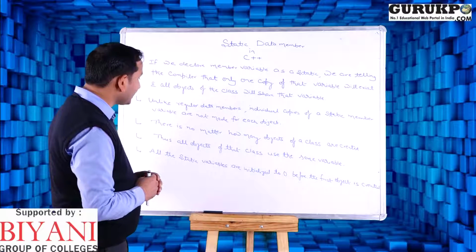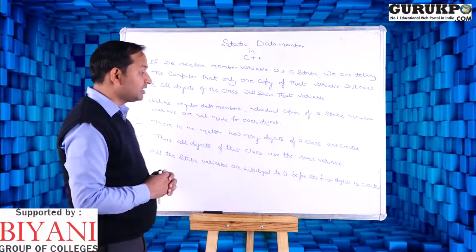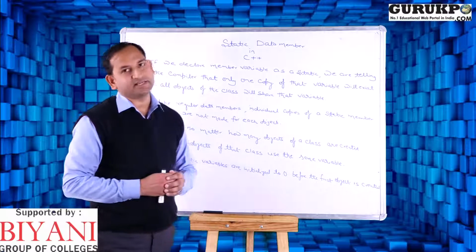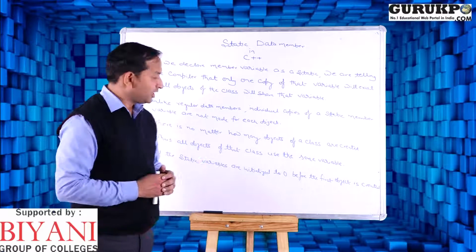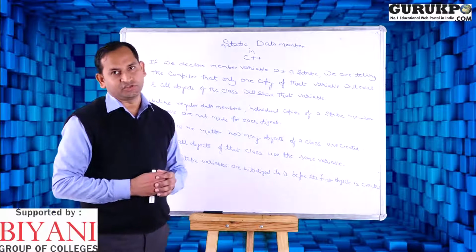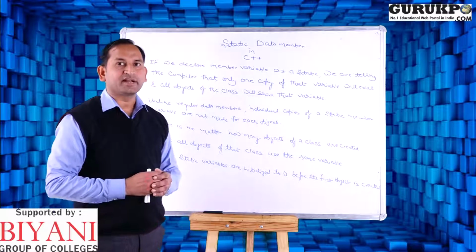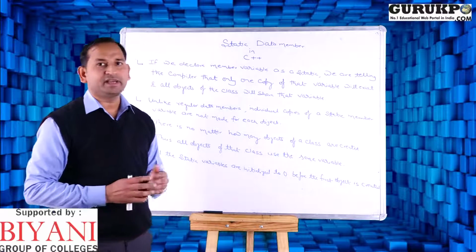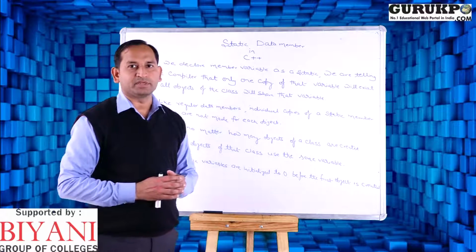Last one, all static member variables are initialized to 0 before the first object is created. So this is another important point regarding static data members: it is by default initialized to 0. So these are 5 points regarding static data members. Now we take an example of a static data member.